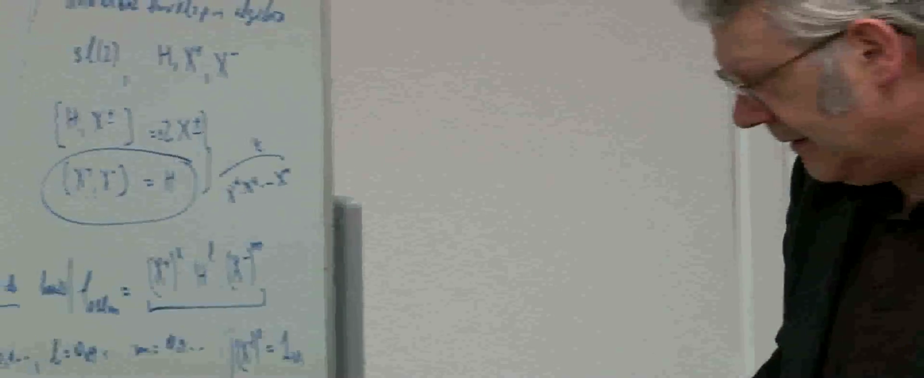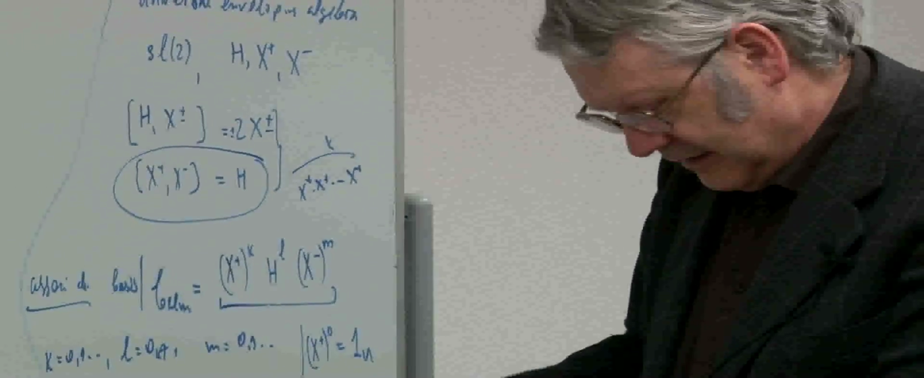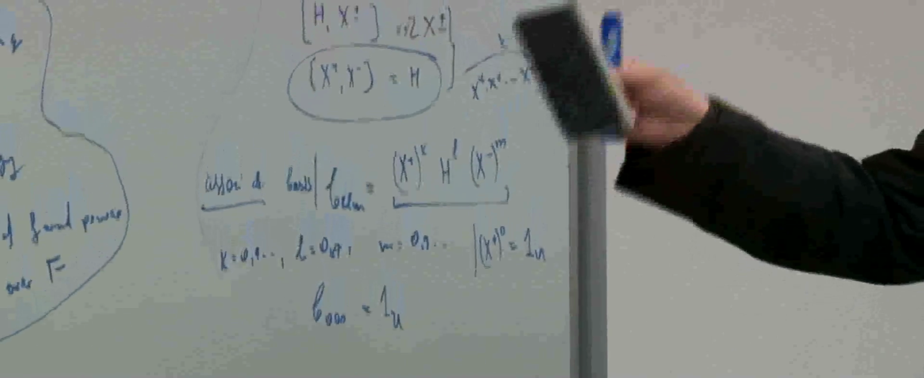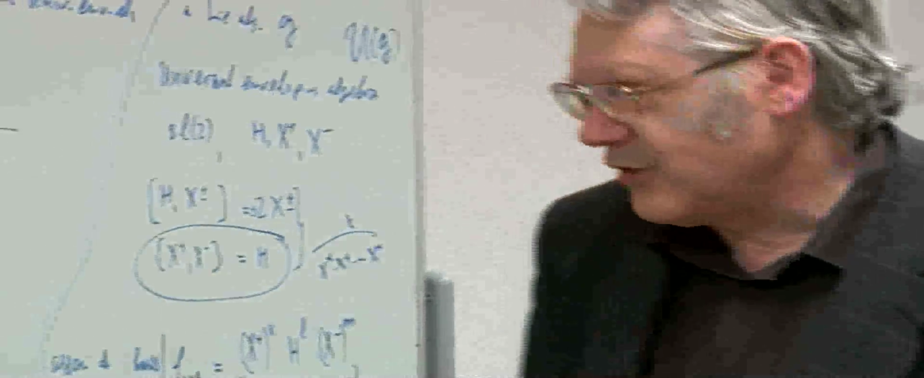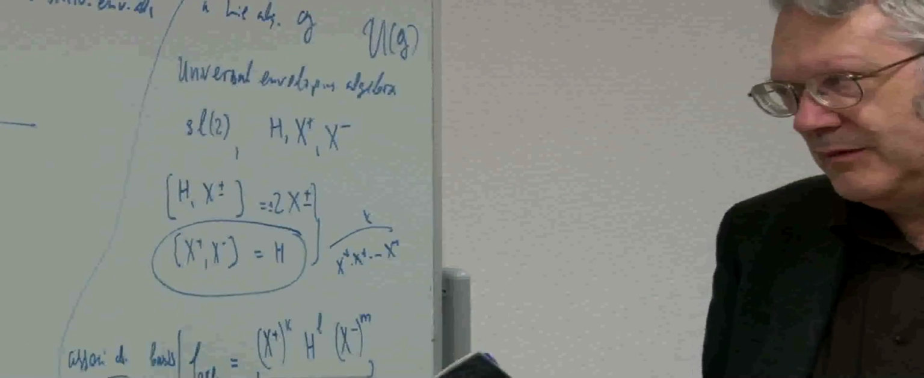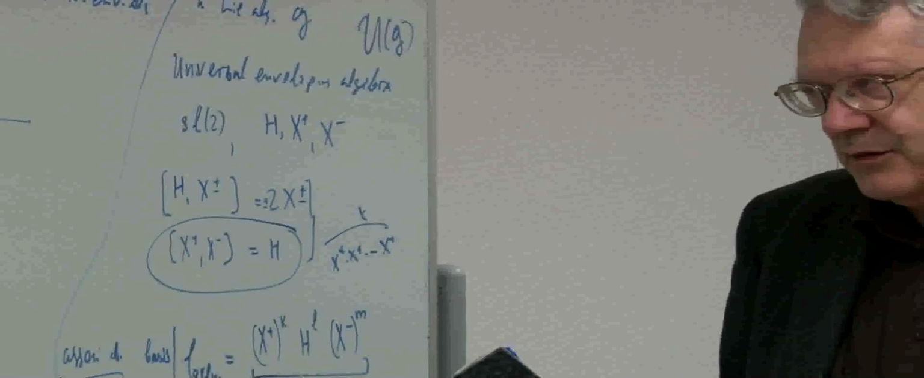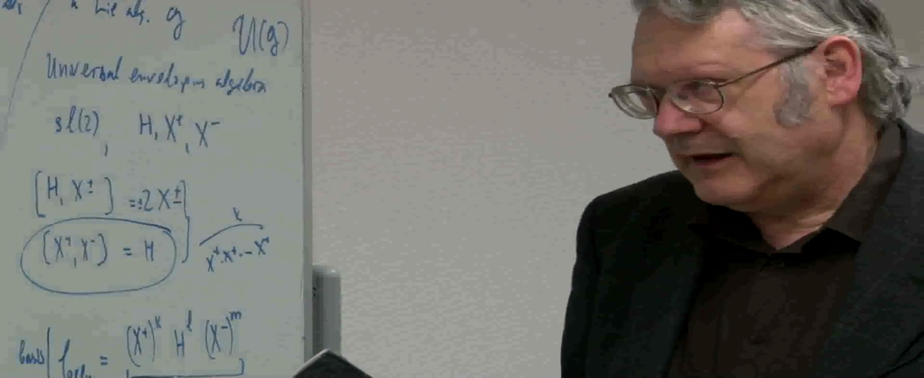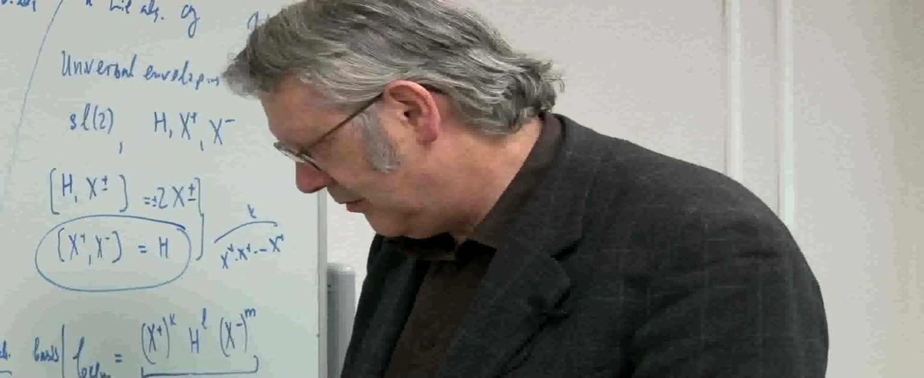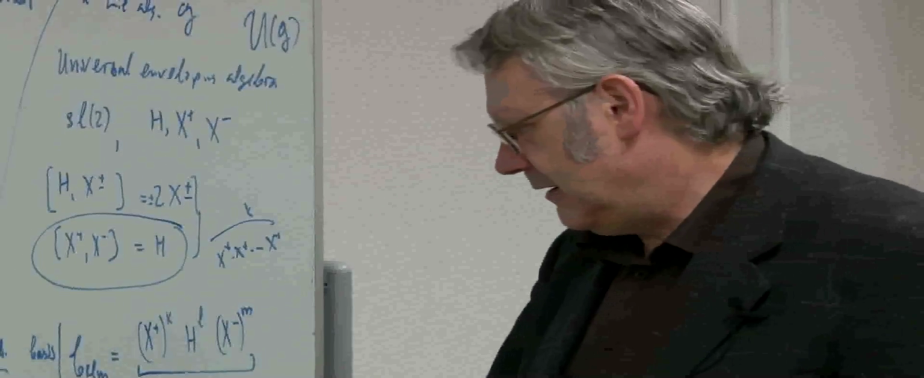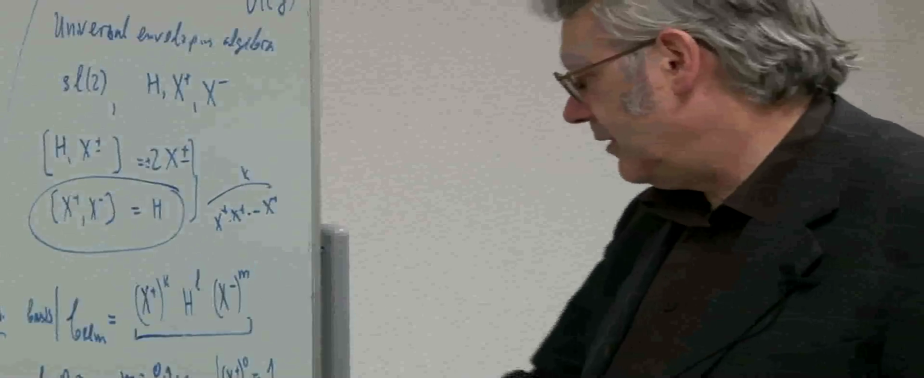Now, in fact, it's very appropriate to say here how quantum groups arose. They arose because in solving some problem of the quantum inverse scattering method, they were putting the operators in 2 by 2 matrices. You know that x plus, x minus, and h can be put in matrices.